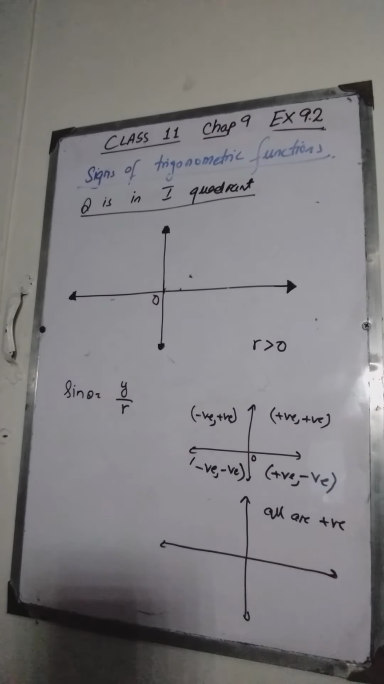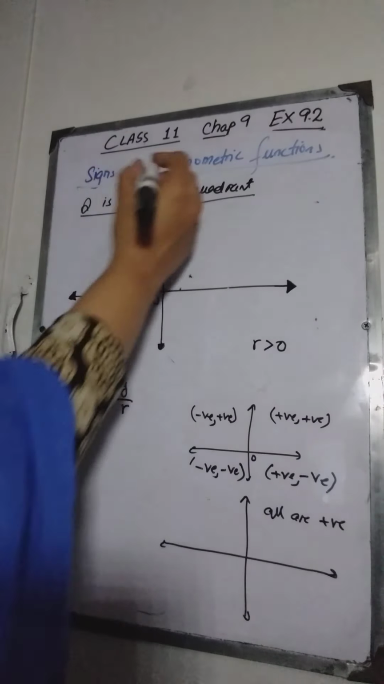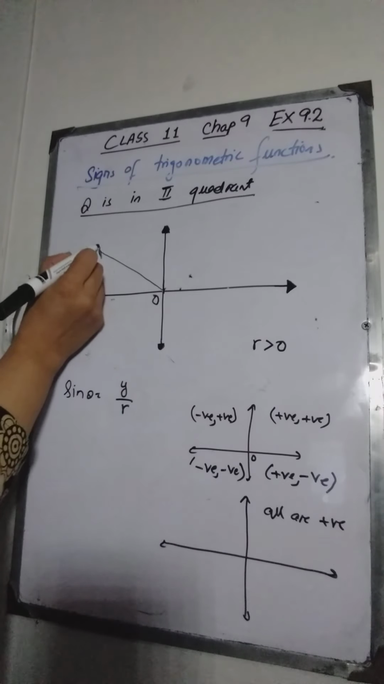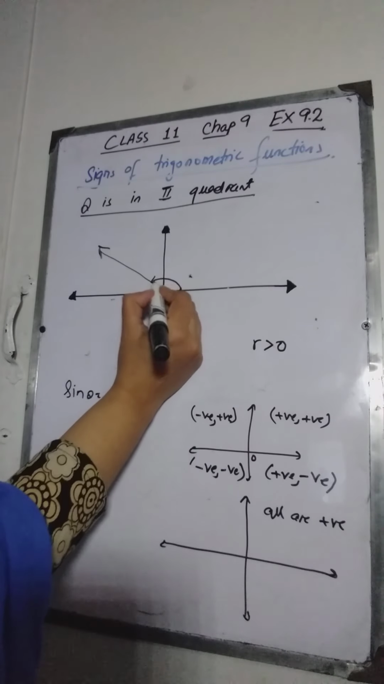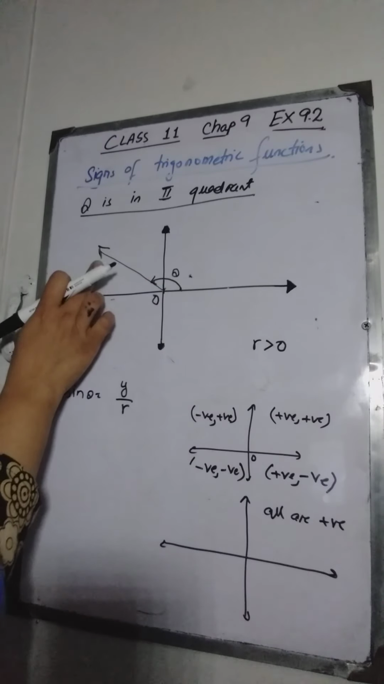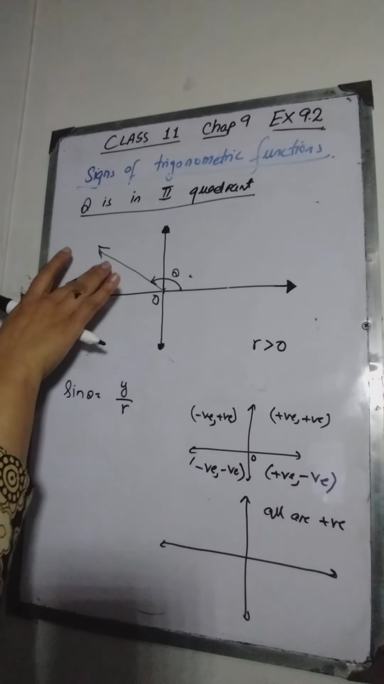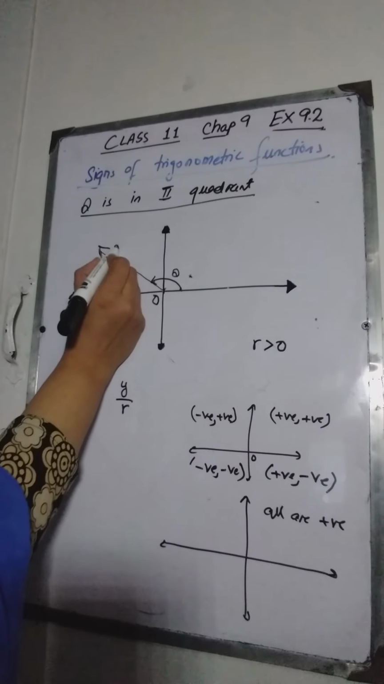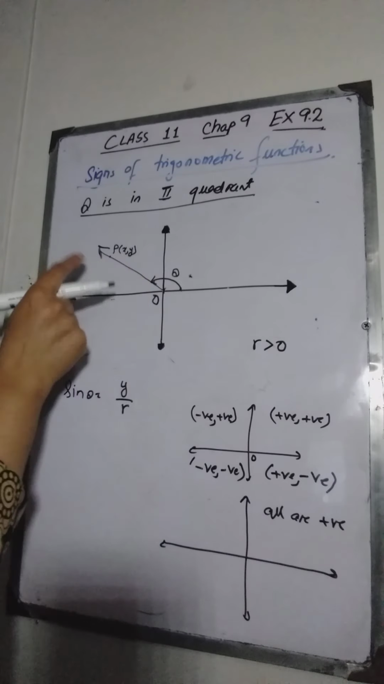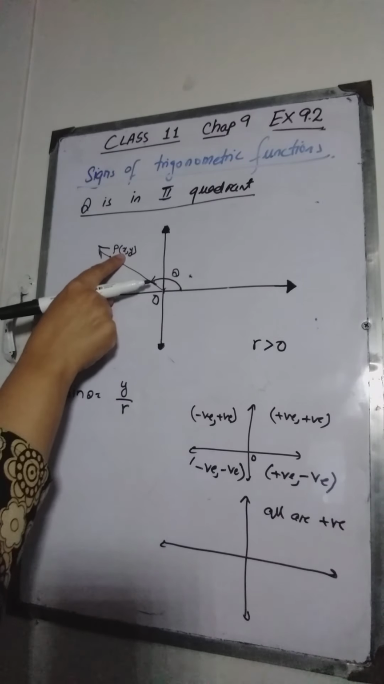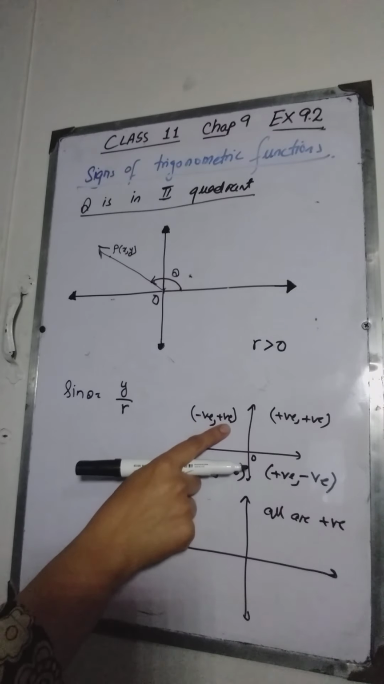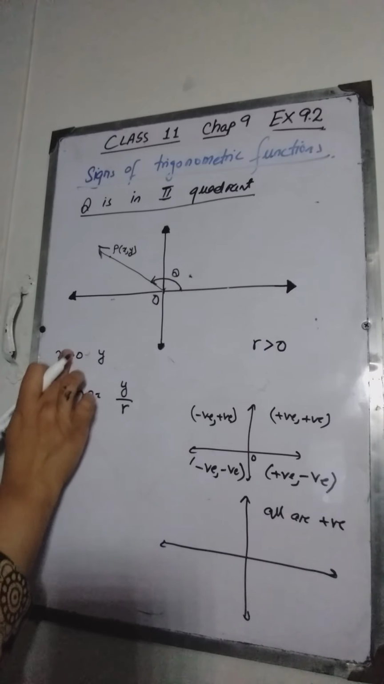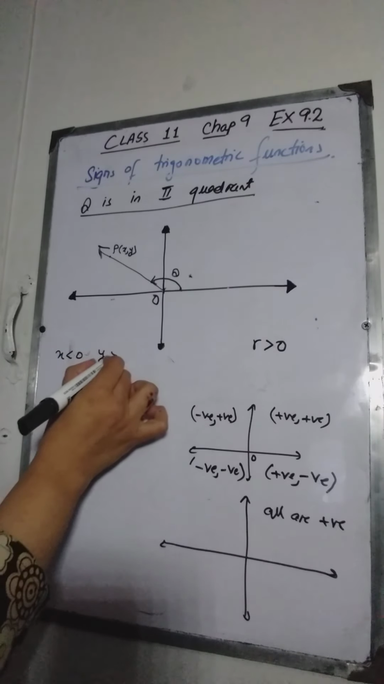Now the next thing is if theta lies in the second quadrant. It means the terminal ray will lie in the second quadrant, that is, the angle theta is greater than 90 and less than 180. If such is the case, then taking a point P on the terminal ray, we know that in the second quadrant the x coordinate of the point P will be negative, less than 0, and y will be positive.